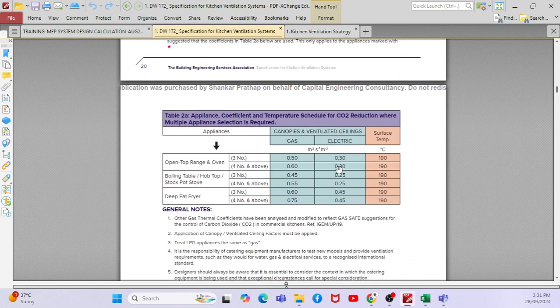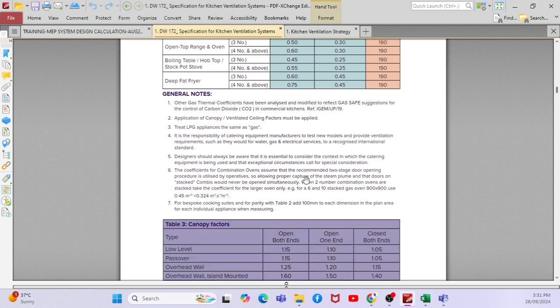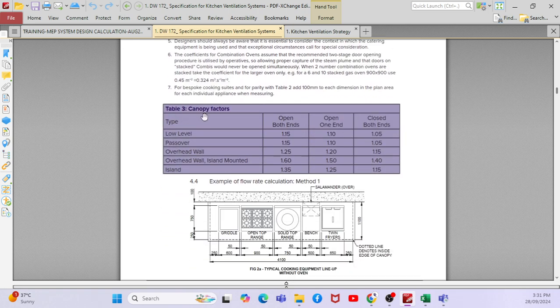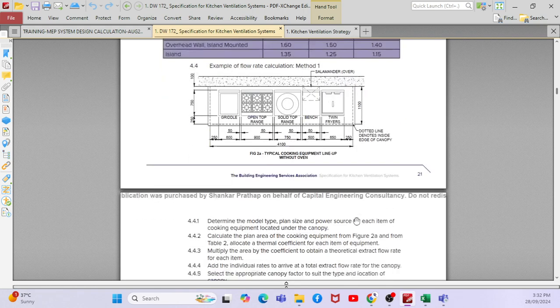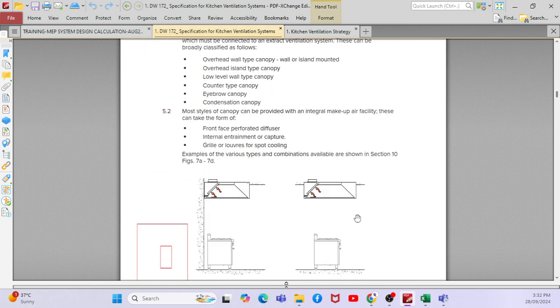Now if you go to the other one, you can see here there are types of canopy factors, depending upon the canopy locations. How you are going to mount the kitchen canopy, like the hood, whether it is low level or pass over, overhead wall, overhead wall island mounted, or island. And then the ends: whether both ends are open, or one end open and one end closed, or both ends closed, right? So when you go down here, you can see the different types of canopy arrangements.